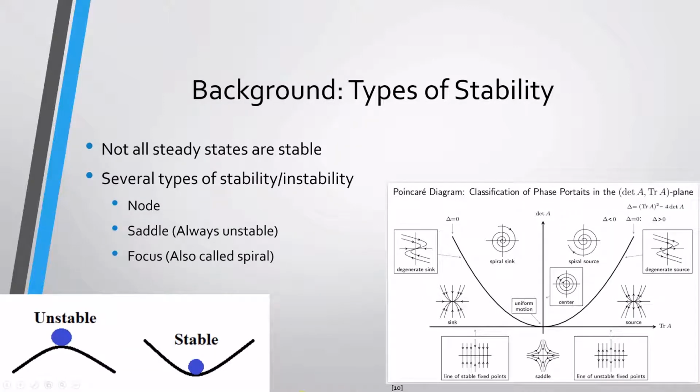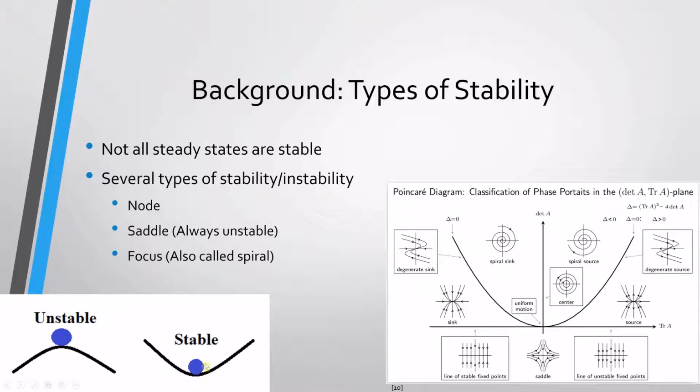Despite having the name steady states, not all steady states are stable. For example, think of a boulder placed at the very top of a hill. A slight perturbation of this boulder would cause it to roll down the hill and not return to its original position. This would be an example of an unstable steady state.